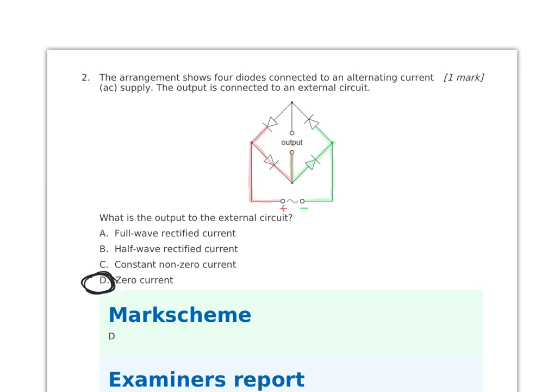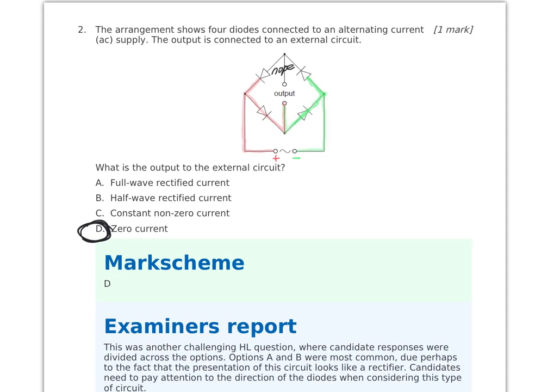Now I could fix this. If I wanted to fix this and actually get an output full rectified current, I'd have to flip this guy around, I'd have to flip this guy around. But if I wanted to fix it. So 2 is D. Alright, next question.